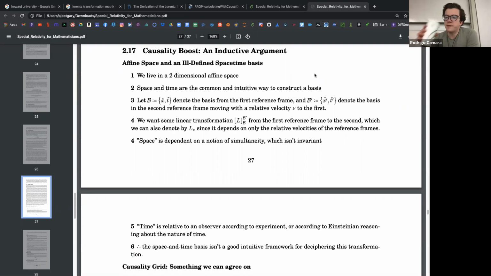Okay. So we have an affine space, which is like a vector space, but there's no origin. If you pick an origin, then that becomes a vector space. And the origin is an arbitrary choice.